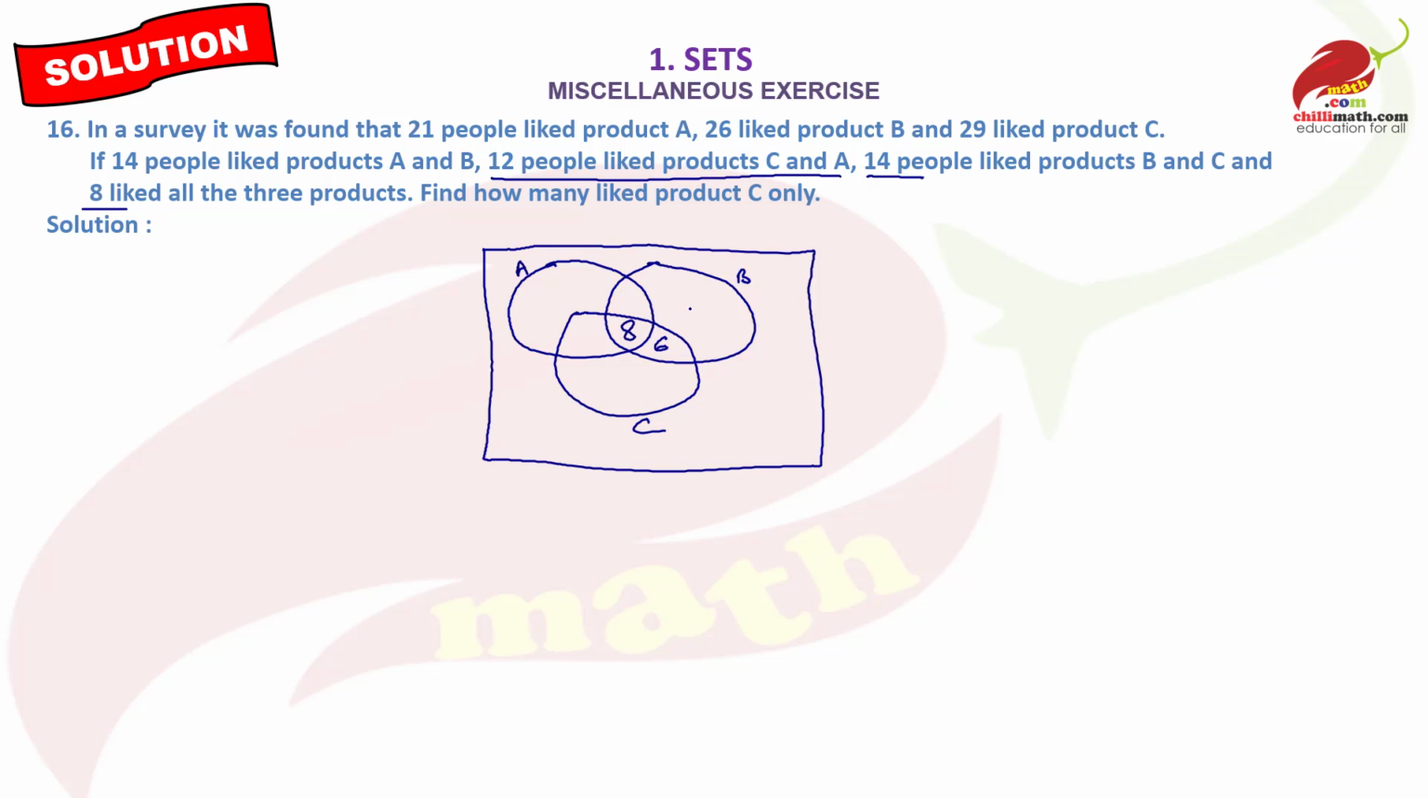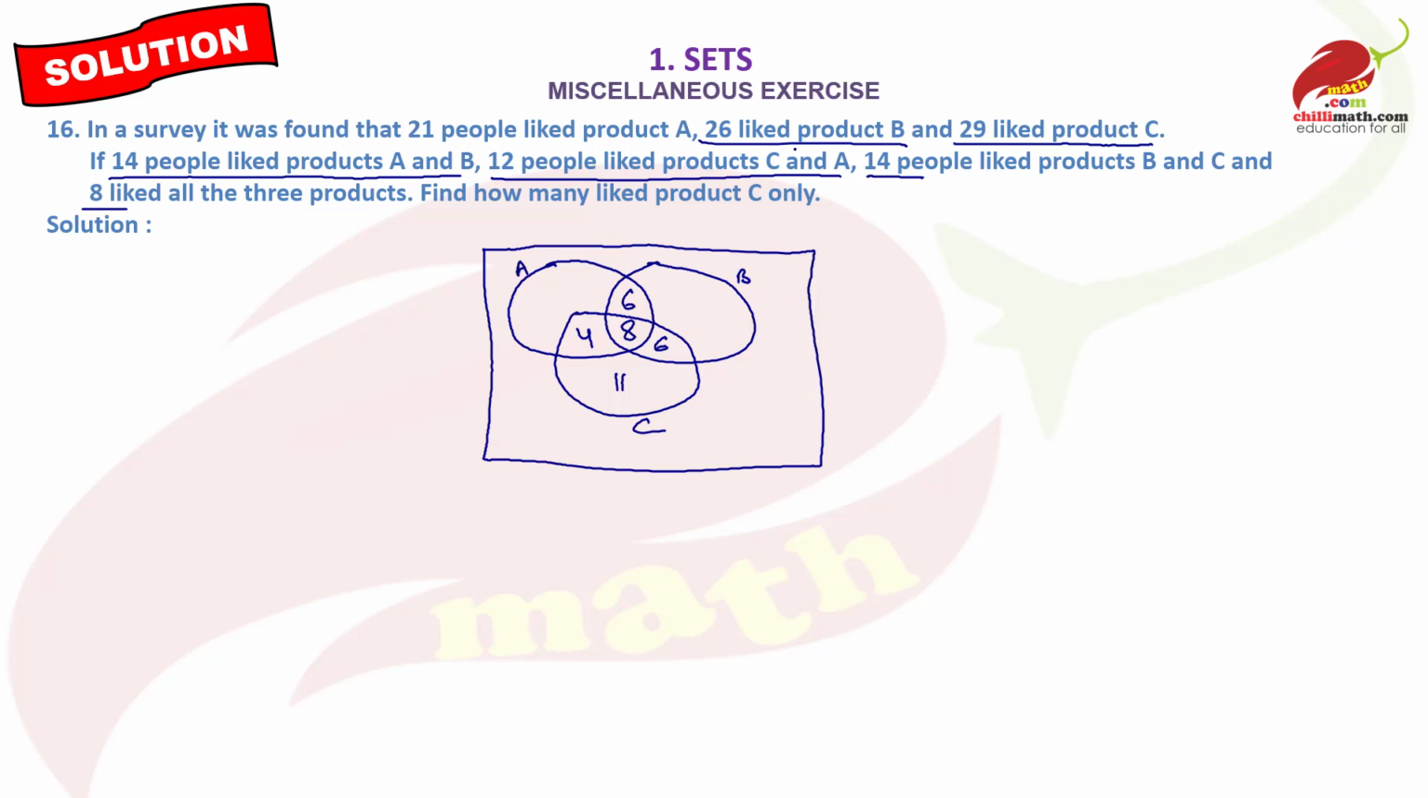12 like C and A. So C and A, this is the common region. Total 12, 8 already there, 4 I mark over here. 14 people like A and B. Okay, so 6 I write here. 29 liked product C. So in this circle total 29 should be there. So 4 plus 8, 12 plus 6, 18 are already there. So 11 we need here.